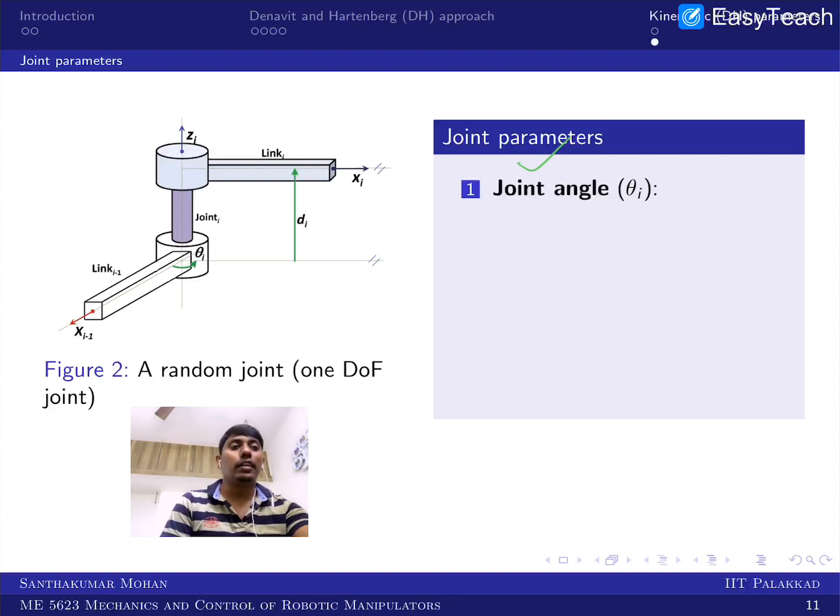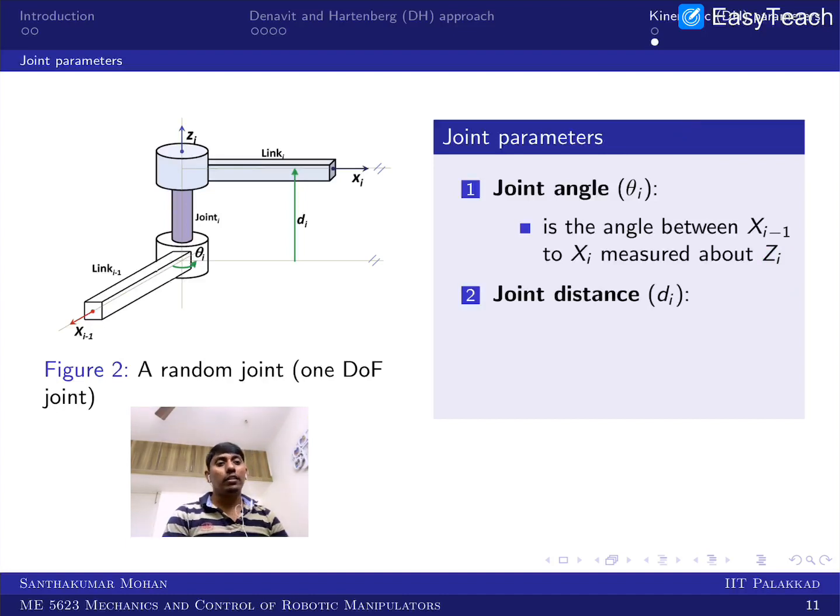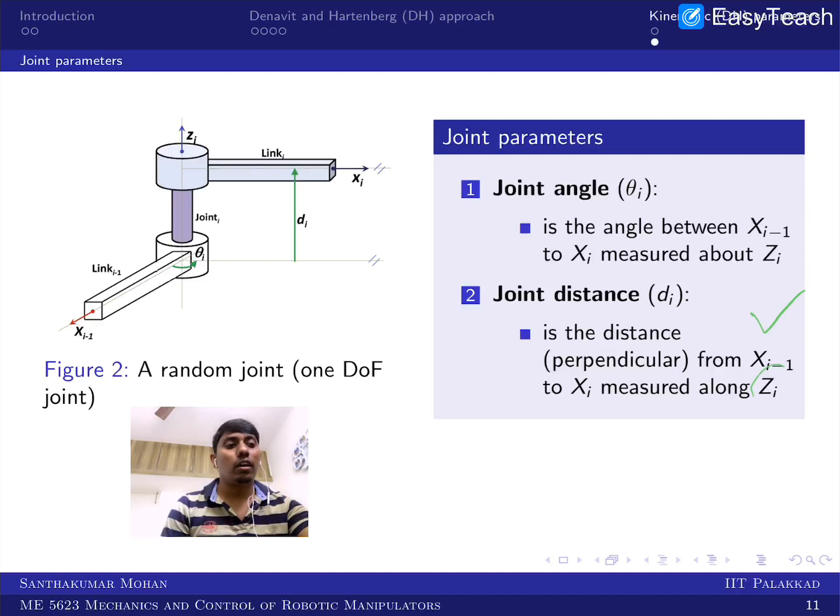So the joint angle is nothing but the angle between xi minus 1 and xi about zi. That is what you call joint angle, and this angle is represented with the ith frame reference. That's why it is called theta i. Earlier, in the case we have seen, it is the i minus 1 frame, that is alpha i minus 1, but here it is theta i. Okay. Then the next one is joint distance, which is the distance between the xi minus 1 axis and the xi axis along zi. That is what you call joint distance, along zi.